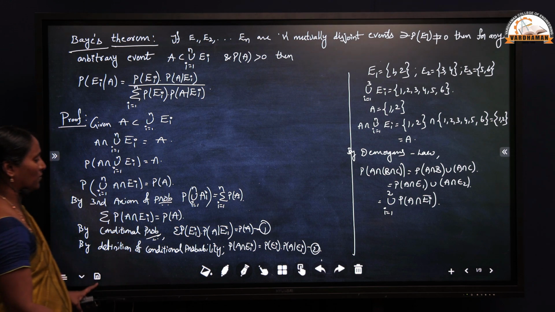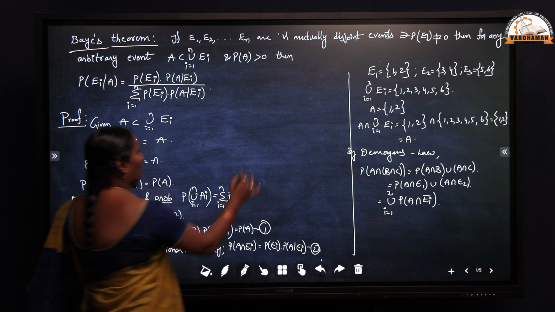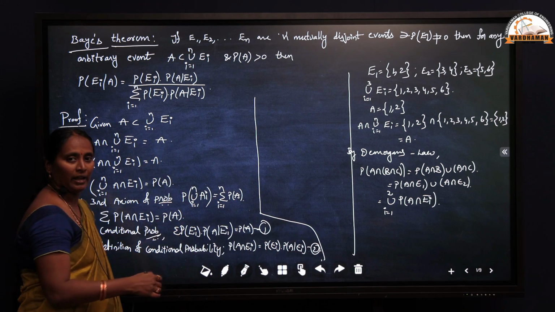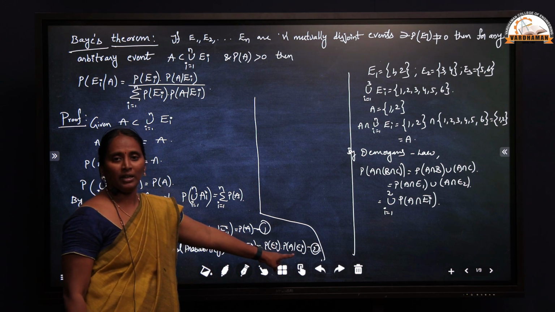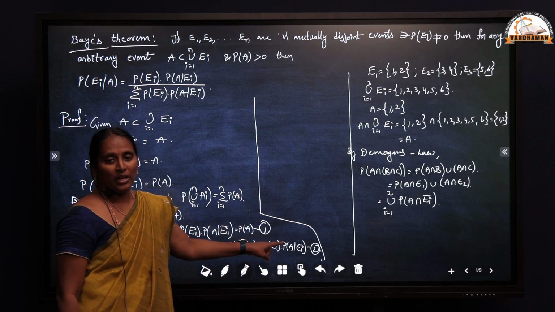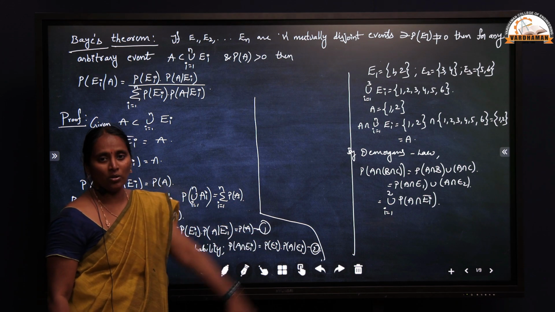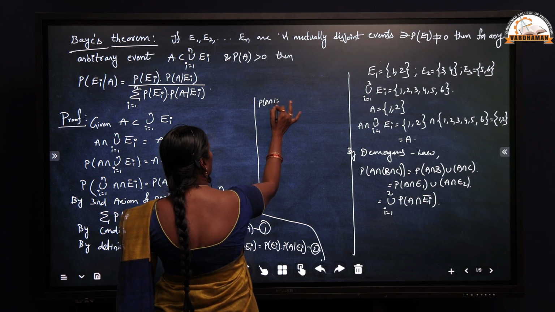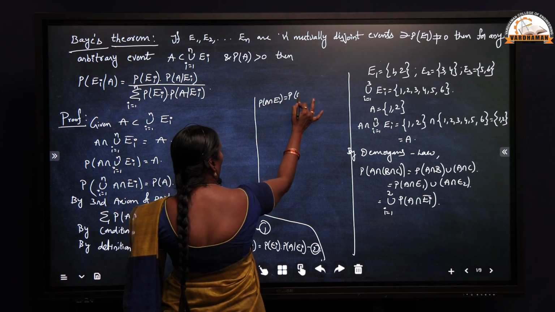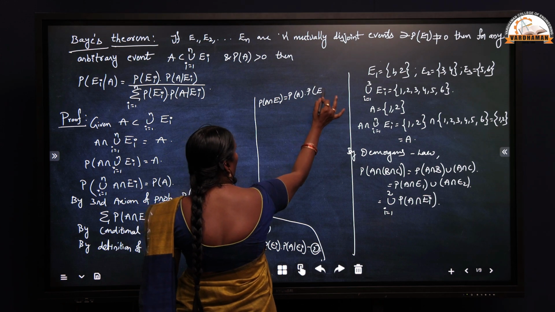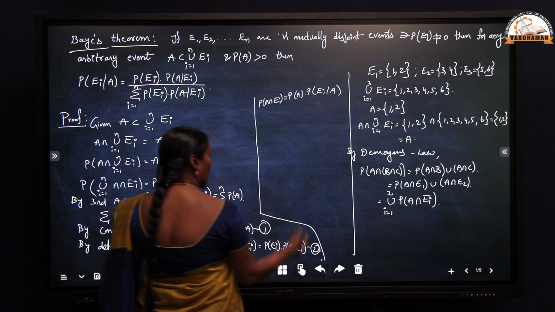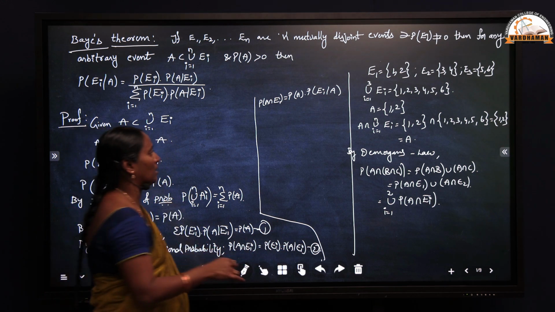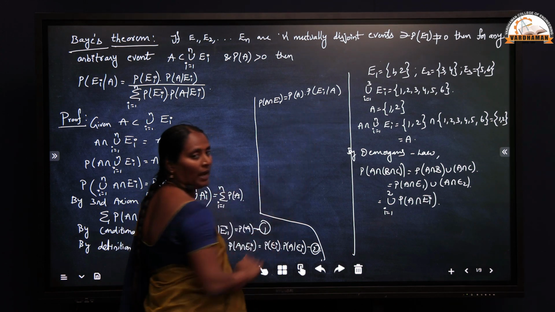So, without any confusion, I would like to continue on the same page. Now, for equation 2, we write again that the event A has already happened. So how do we define this? P of A intersection Ei is equal to P of A into P of Ei given A. The same definition applies, with the event A already happened.